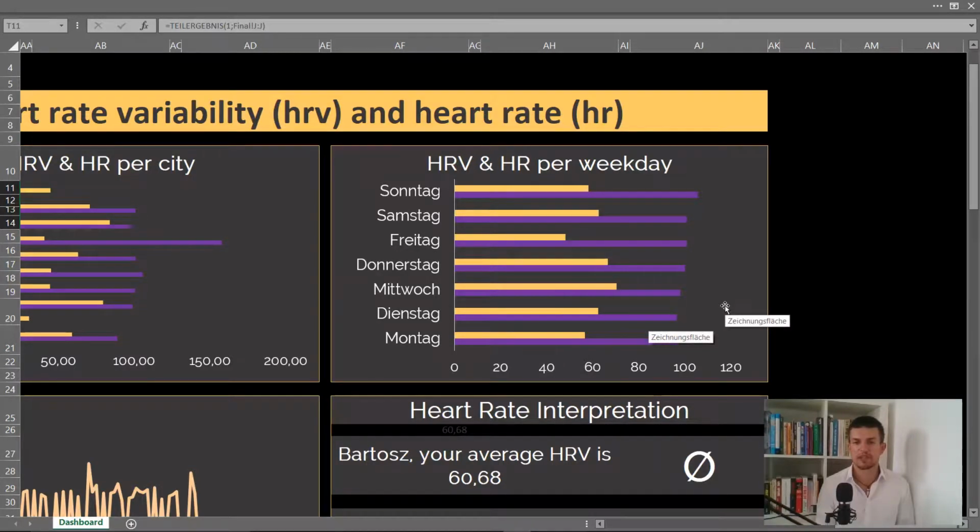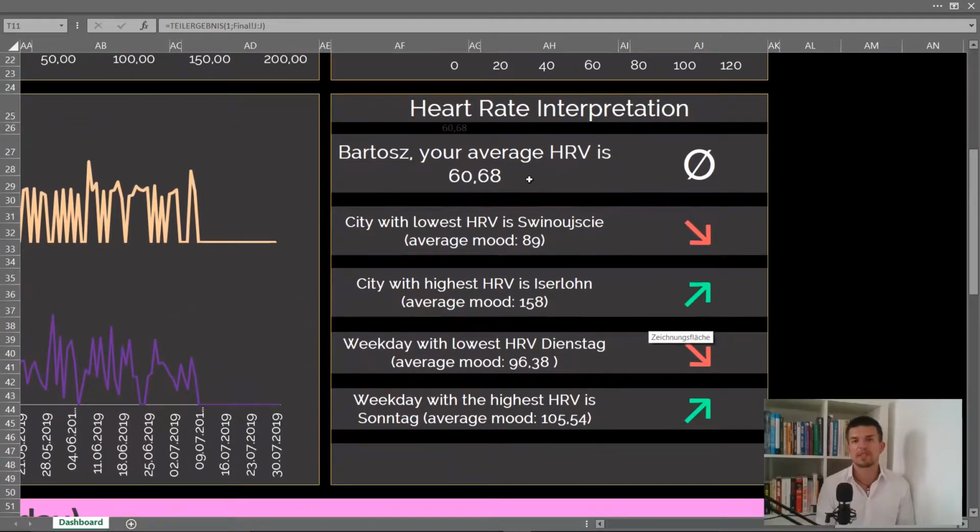So this is kind of my interpretation, and what we see here is again that the average heart rate variability is 60. I have the lowest heart rate variability in Świnoujście, the highest one in Iserlohn.